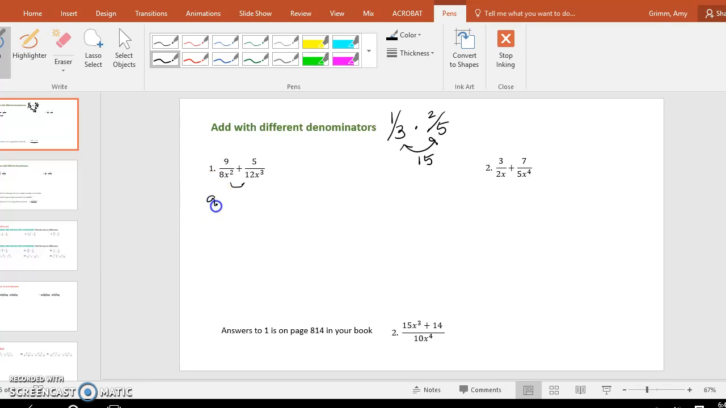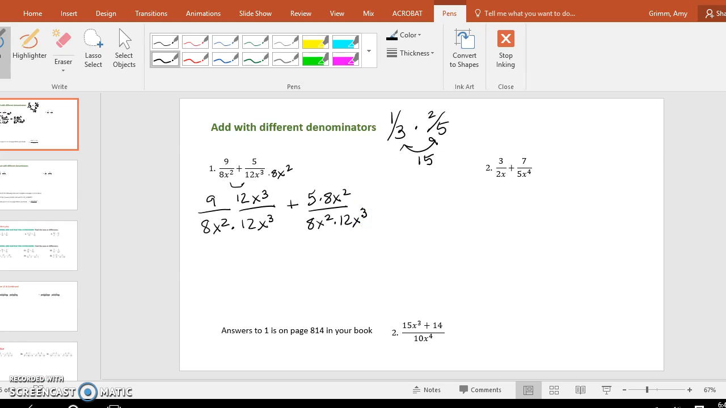So I'm going to take 9, and this is going to be already 8x squared, and I'm going to multiply that by 12x to the third. But whatever I do to the denominator, I also have to do to the numerator. And so same thing on the next one. So this one, I'm multiplying by 8x squared, so that again, I can get that common denominator. And I'm going to do that to the numerator and the denominator. So 5 times 8x squared over 8x squared times 12x to the third.